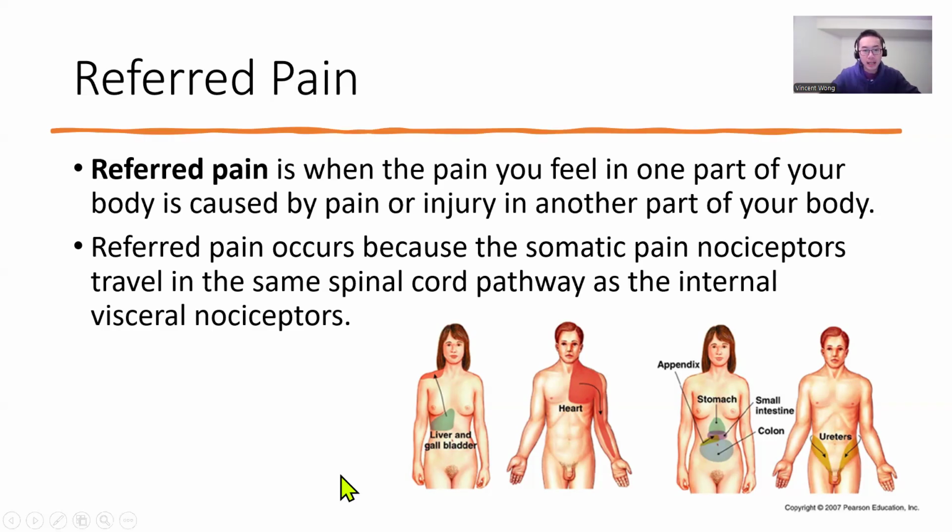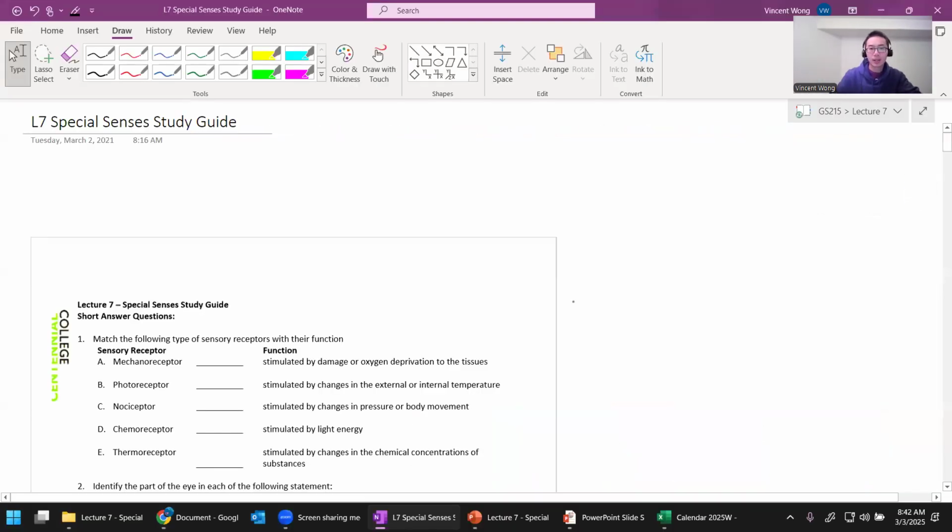These diagrams show you other referred pain situations. Pain of the liver and the gallbladder can feel like it's pain from the upper right shoulder, and then we have various organs here that could be hurting, and it could be projected not from those organs, but to a more delocalized area in the abdomen. And how this works is this. You don't have to draw this. So let's say this is the heart, and then this is the shoulder.